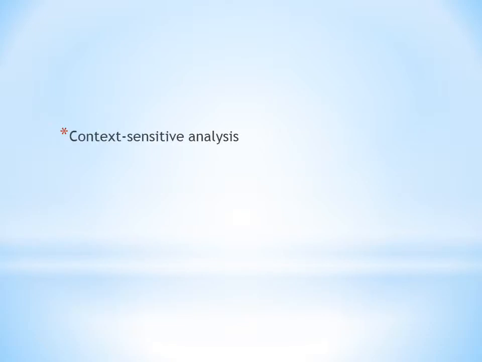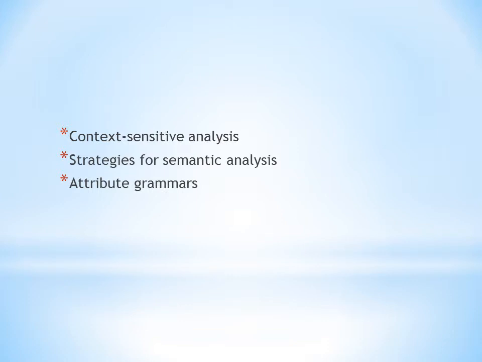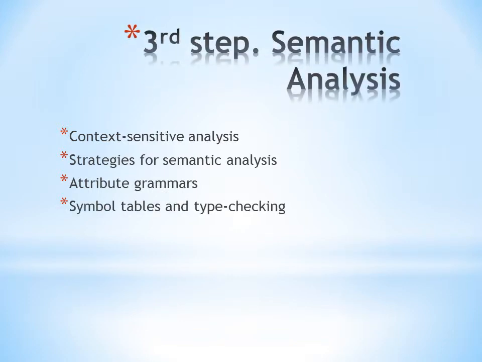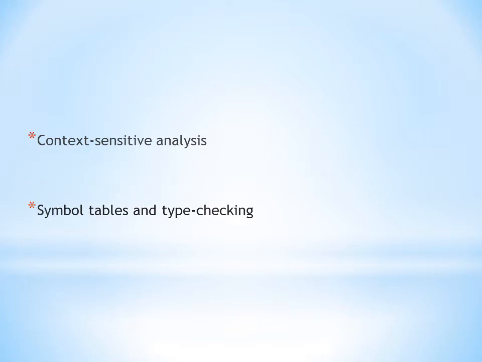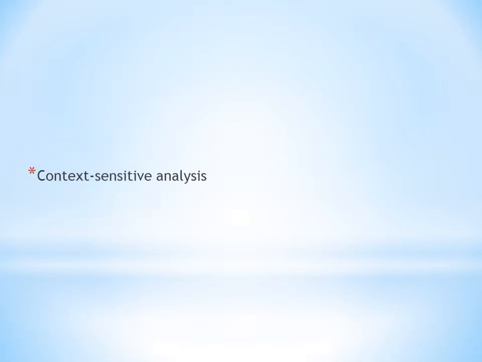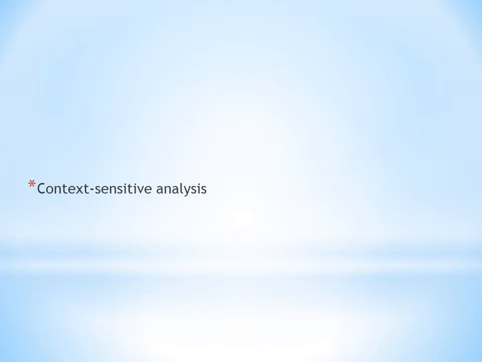Semantic analysis is divided into 4 categories. It is context-sensitive analysis, strategies for semantic analysis, attribute grammars, and symbol tables and type checking. First, let's consider context-sensitive analysis.